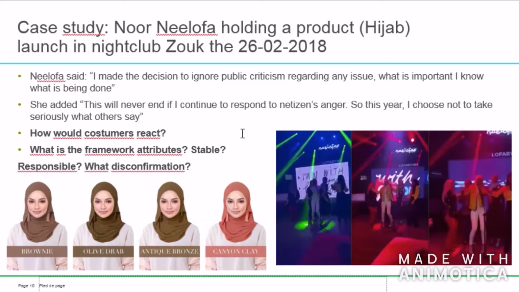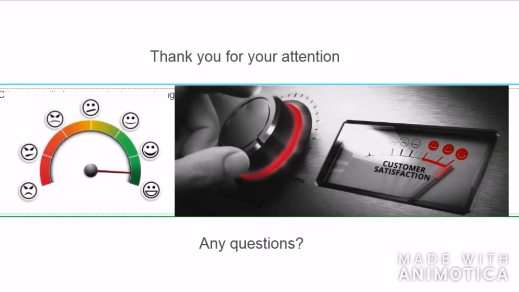Based on what we explained before on attribution, how do you think the customers will react? Do they have a positive or a negative disconfirmation? And then what are the framework attributes? So is the situation stable? Who is responsible, and what is the kind of disconfirmation? So we will let you know after the answers.